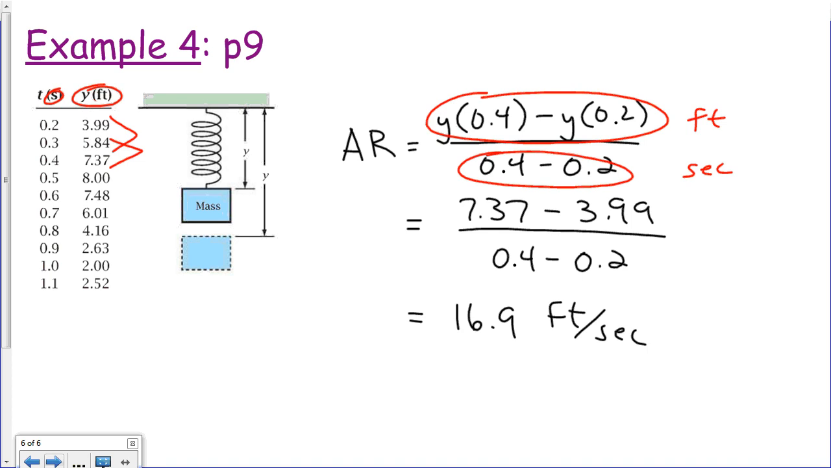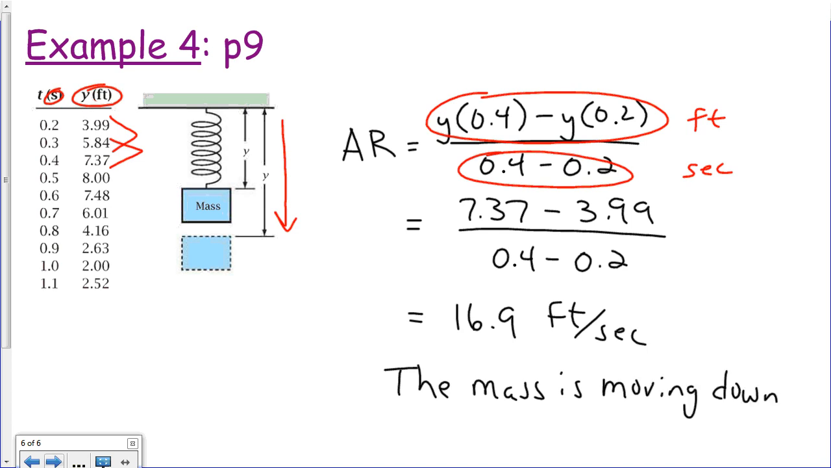Again, if the rate is positive, your function was increasing. If the rate was negative, your function must be decreasing. So if y is increasing, that means that this distance right here is getting bigger and bigger and bigger. And if that's the case, then my mass must be moving down. So the mass is moving down. Okay?